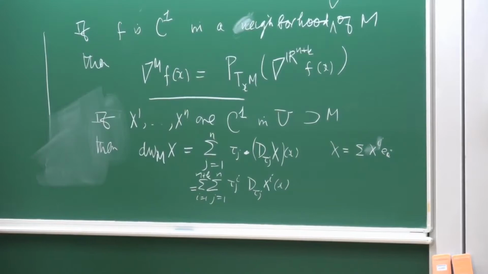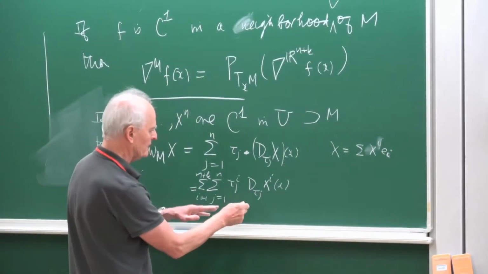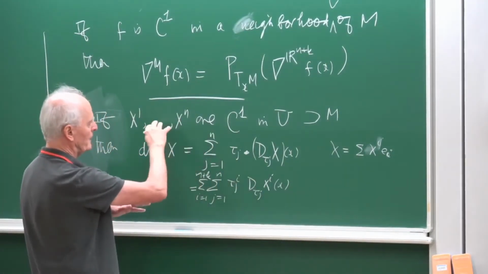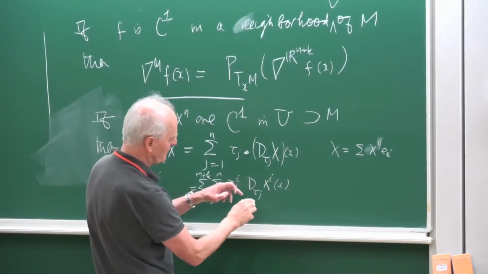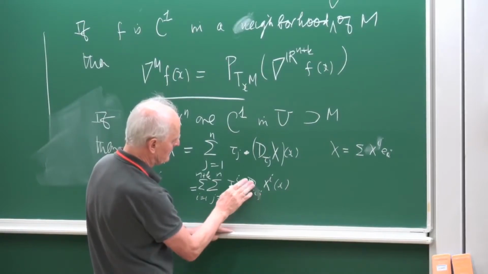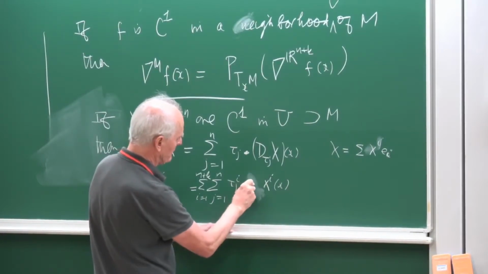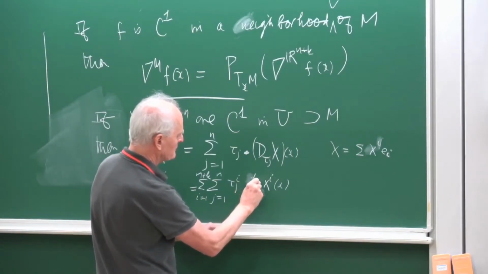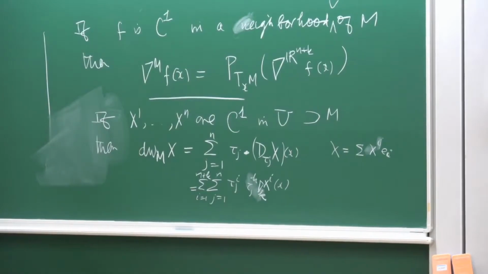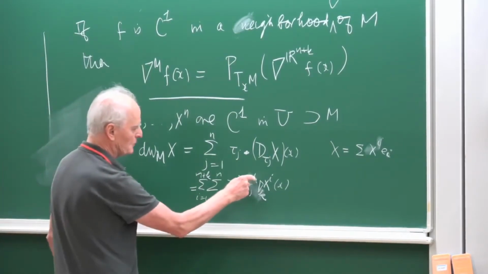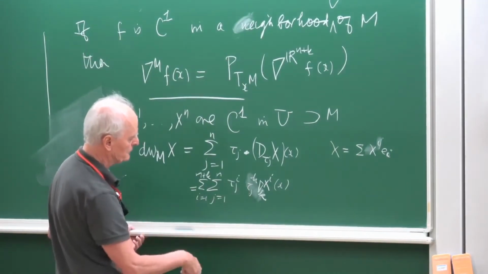Okay, and again, if the X is C1 in U, we can rewrite this as a dot product. So this is exactly τ_jk times the jth partial. That's what the directional derivative is when you're working in Euclidean space. So you can rewrite that in terms of just the ordinary partial derivatives, as long as you remember to multiply by τ_jk, the kth component of τ_j.